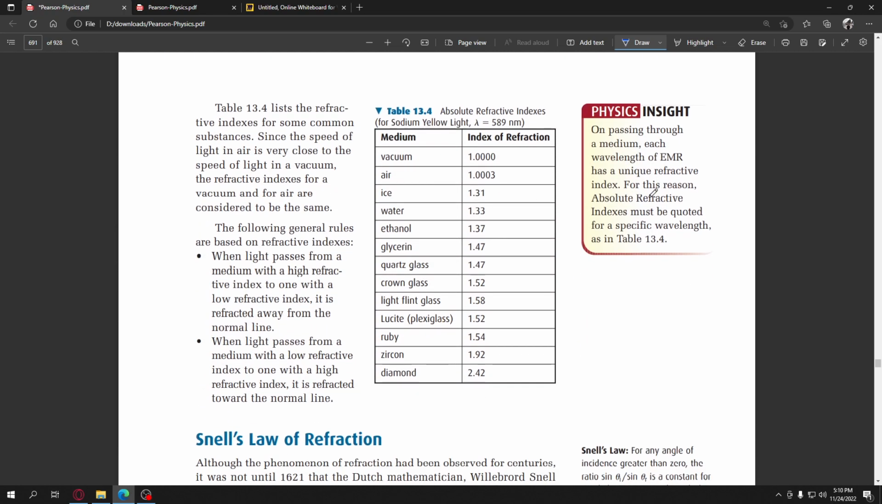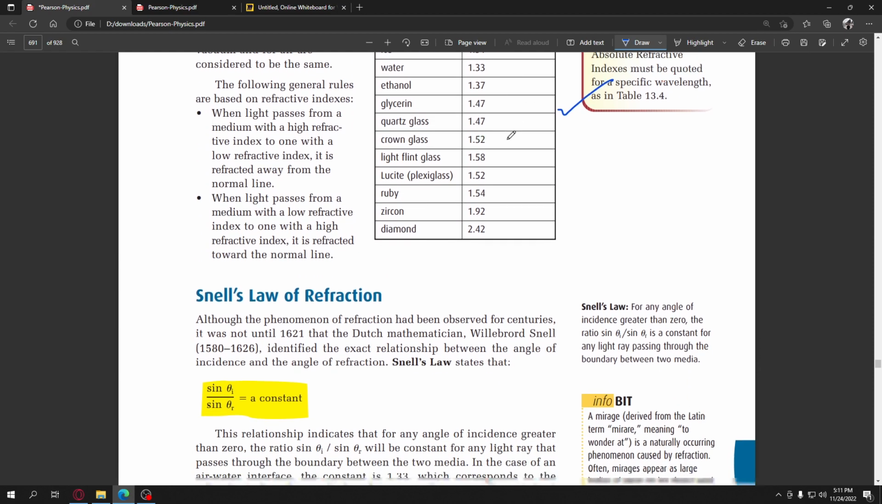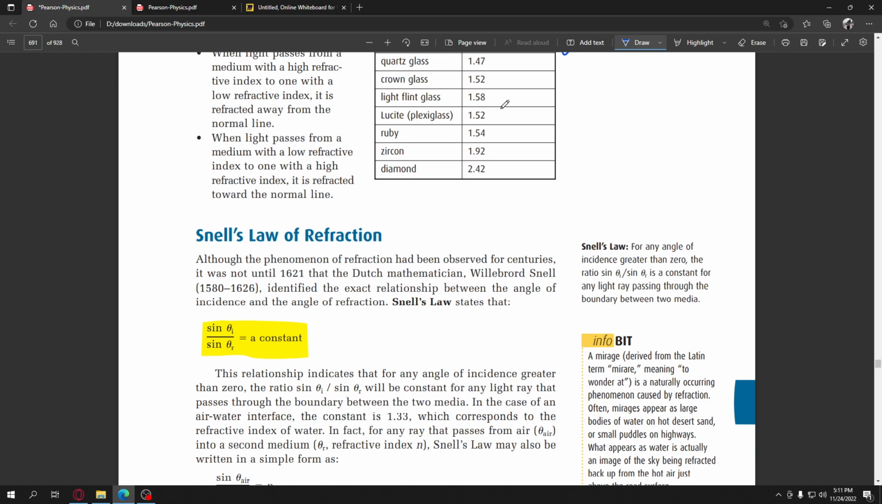Here are a few refractive indexes already given for you, so you don't have to memorize this. Whenever you're doing some sort of calculation, they will give you the index of refraction, or the refractive index, to do the calculation. Now, Snell's law is basically a way that we use refractive indexes to get the refraction more accurately.